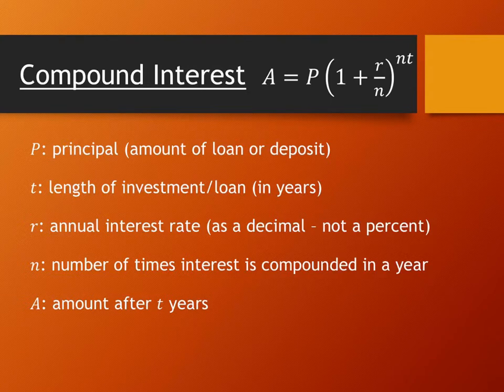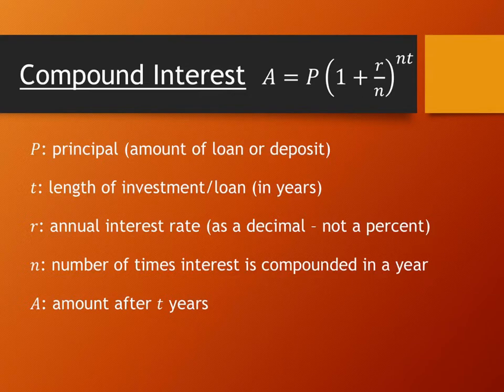R is the annual interest rate. What I remember when I was grading this on your intermediate test is some of you forgetting that part. Right? Leaving 3% as 3 instead of changing it to 0.03. Okay, so it's as a decimal, not a percent. N is the number of times the interest is compounded in a year.